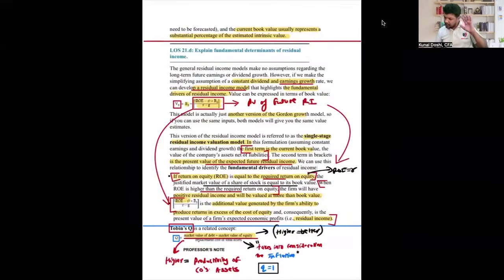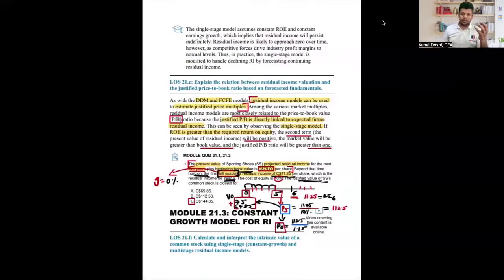Okay. Yes, there is something called Tobin's Q, which we will come up in a moment.